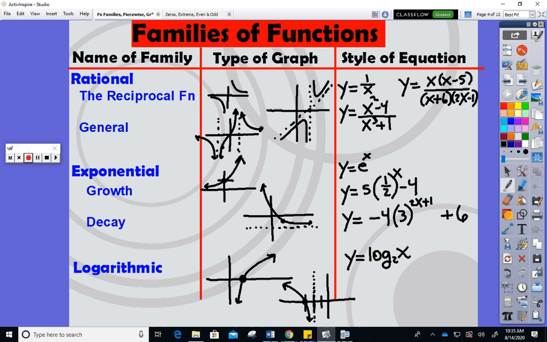So logarithmic functions are easy to spot because they have log or ln in the equation. So for instance, you might have 2 ln of 3x and then minus 1. So easy equations to recognize.